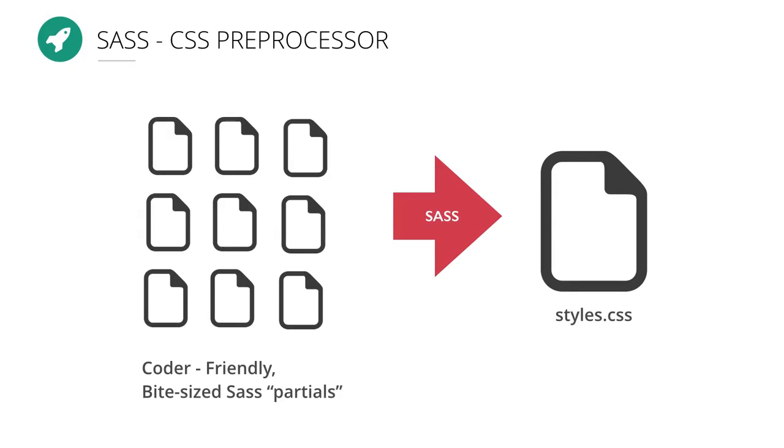But really the main thing that I just want to point out about Sass that allows us to do things better is we can break up our crazy gigantic chunks of code into small bite-sized pieces, and in Sass that's called a partial.